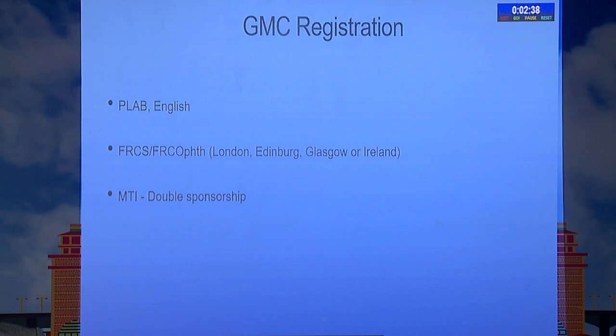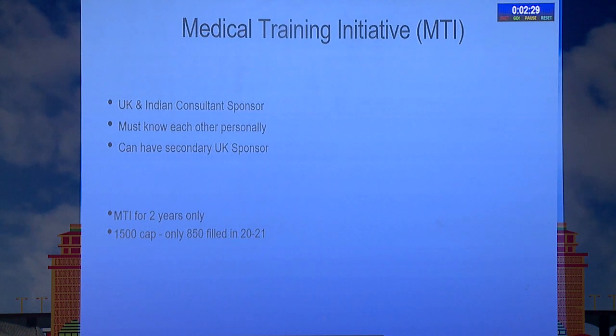So people generally, all of you probably know about PLAB, and most people know about the fellowship. But people generally don't know about the MTI, so let me tell you about this. The MTI is also called dual sponsorship. So there are 2 sponsors. One is an Indian sponsor, normally the ophthalmology trainee's guide, and the other is the UK sponsor. So let's say I can be the UK sponsor.